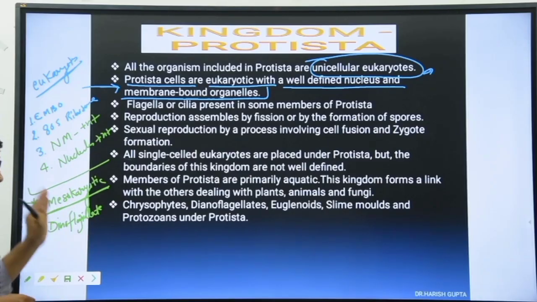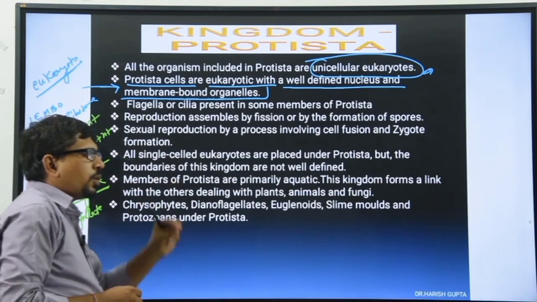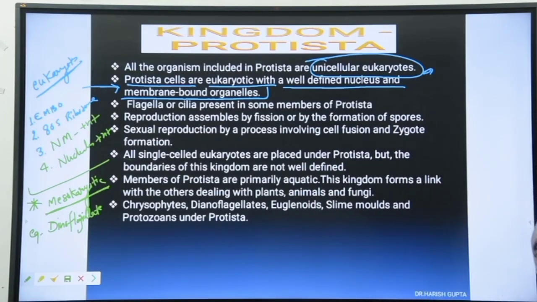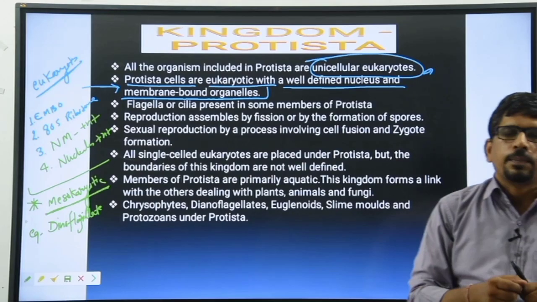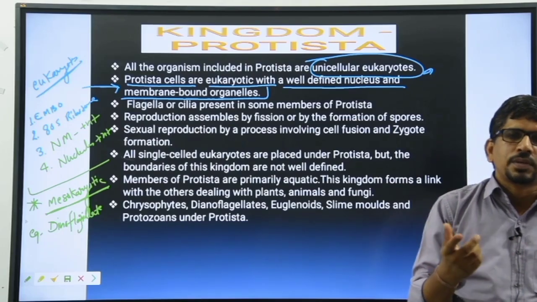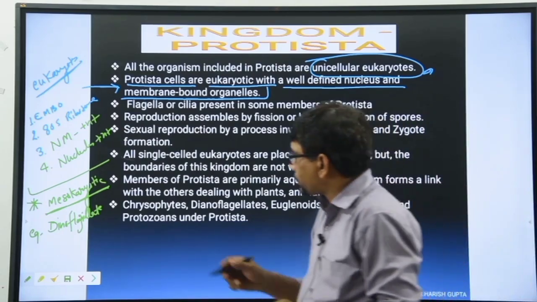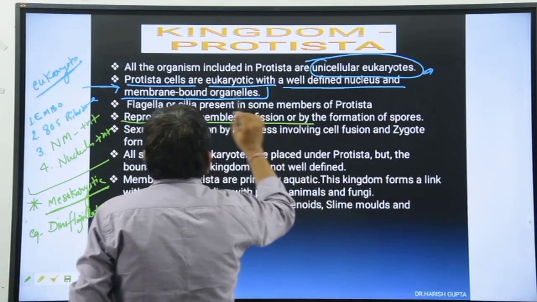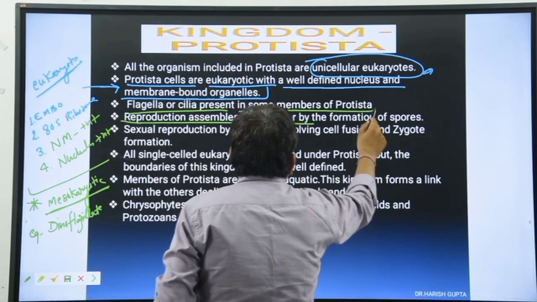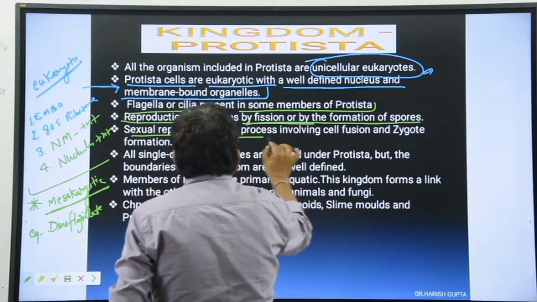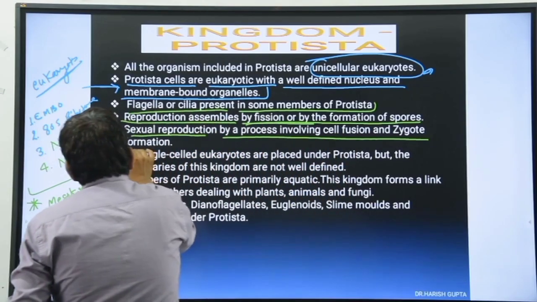First thing. Second, some members of the Protista are mesokaryotic, where the histone protein is absent in their DNA. Clear? Only some members, but maximum members contain the well-developed chromosomes. Next, reproduction is asexual by fission. Flagella or cilia are present in some members of Protista. Fission, by the formation of spores. Sexual reproduction by a process involving fusion and zygote formation.